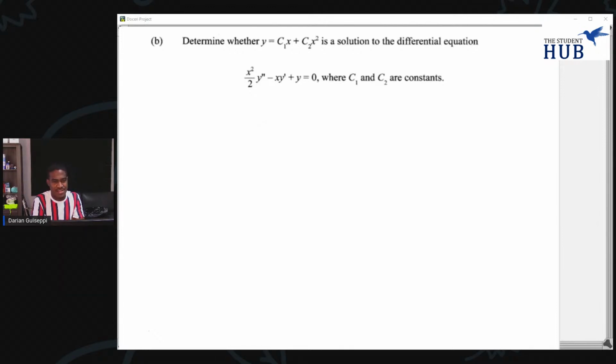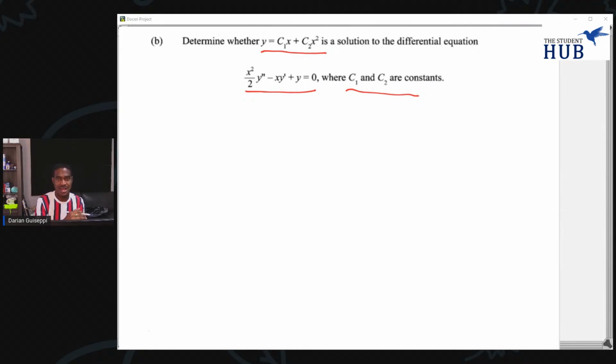What do we have here? Determine whether y is equal to c1x plus c2x squared is a solution to the differential equation. And this is the differential equation, where c1 and c2 are constants. This is an interesting question. The reason why I say it's interesting is because of the way in which they bring the question.